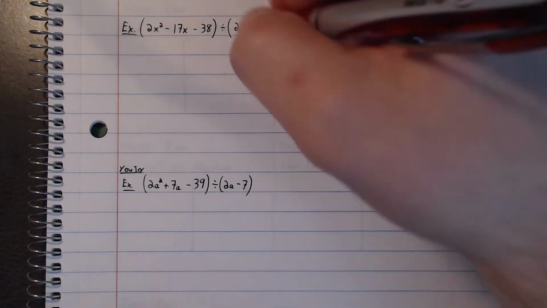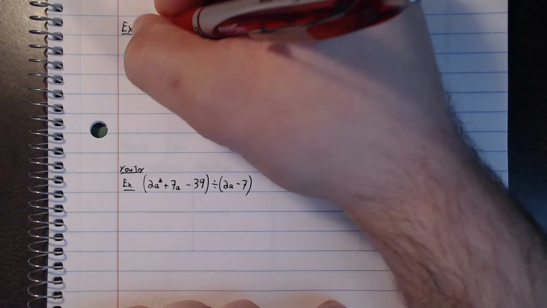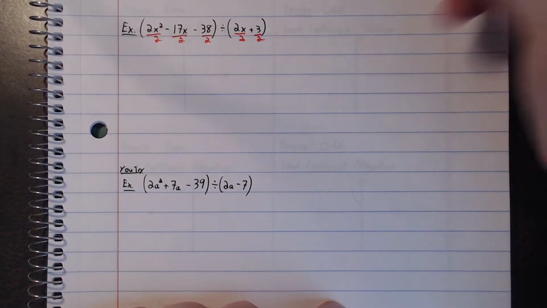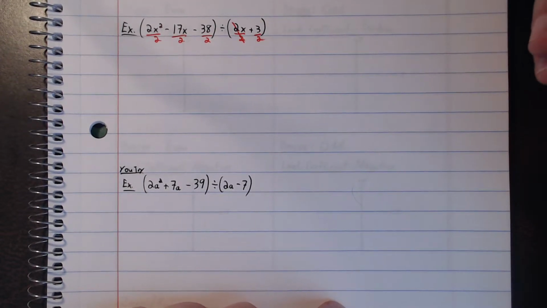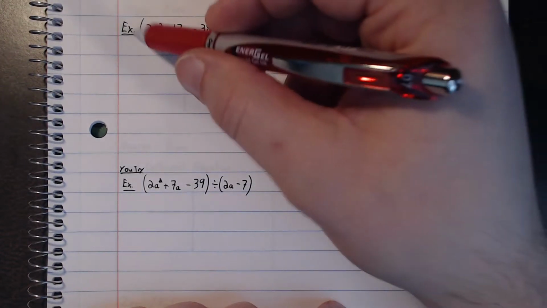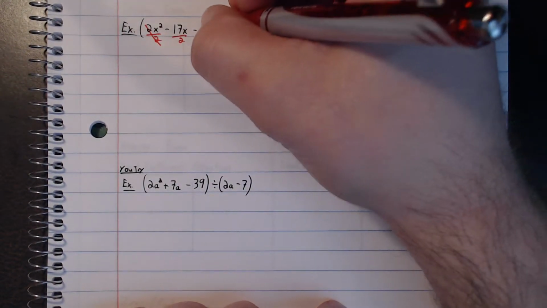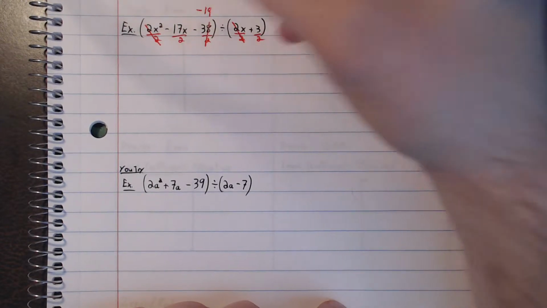Okay, what we're going to start off doing is dividing everything here by 2. If it reduces, we will. 3 over 2 doesn't reduce. I'm going to leave that alone. 2 over 2, that reduces. 17 over 2 does not reduce. 38 over 2, that reduces to 19.